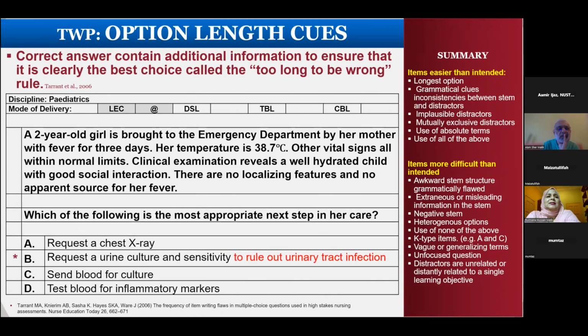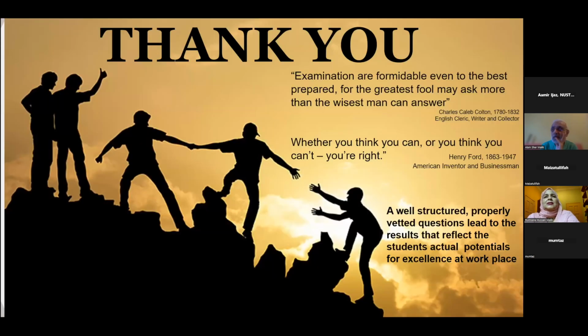Again, there's a clinical scenario which is followed by the most appropriate next step in her care. What is done in option B is that they request a culture and sensitivity test. It did not stop over there. It is giving further information to rule out urinary tract infection. So the exam-savvy student will pick this option in this case.